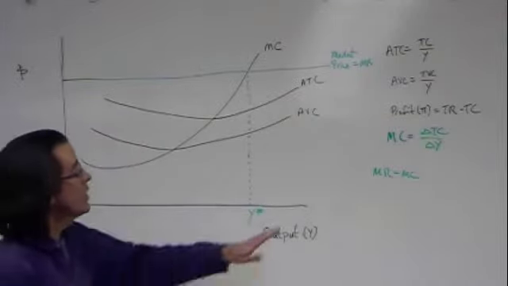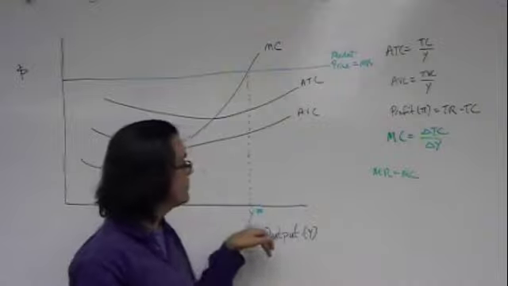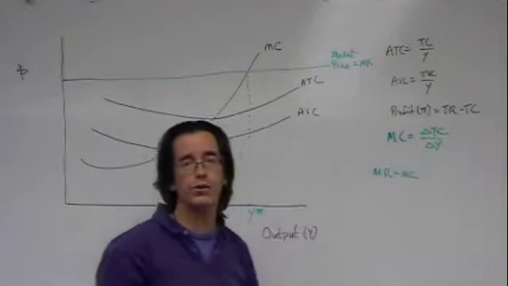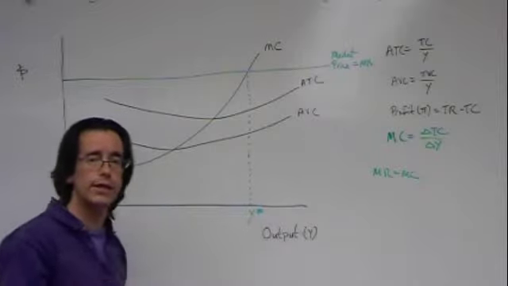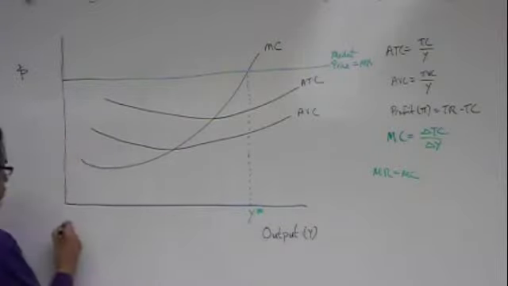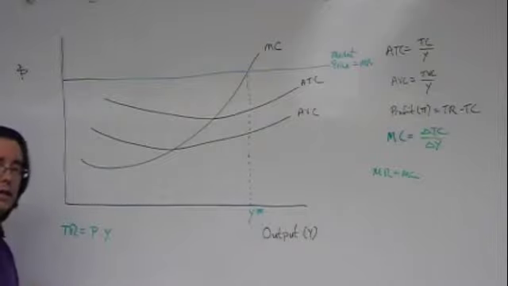So the next thing is we now have to determine what is the profit. How do we represent the profit for this level of output? We want to keep in mind profit is simply total revenue minus total cost. So first thing is we want to determine what is the total revenue. So total revenue is simply price times the quantity.